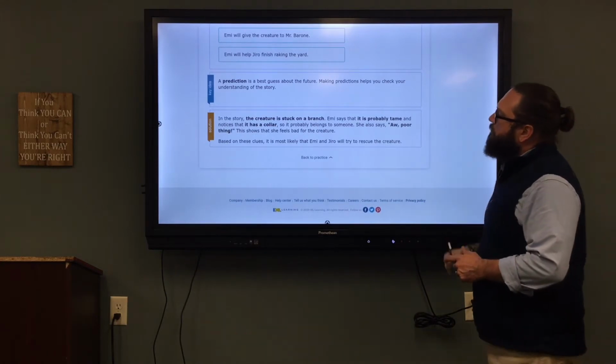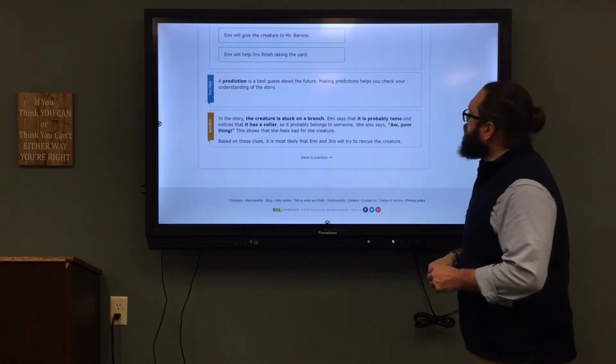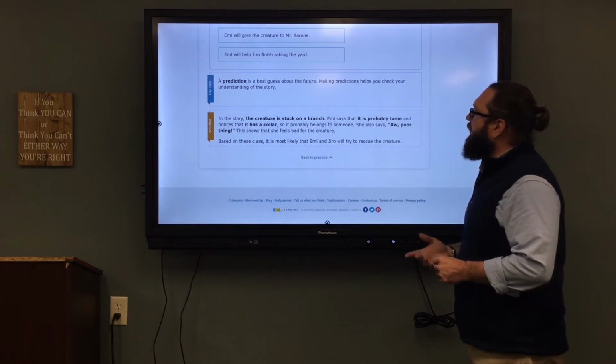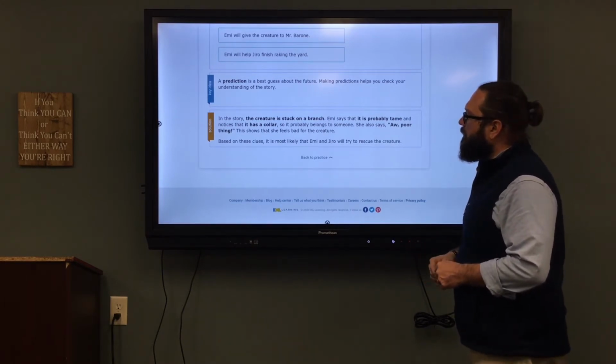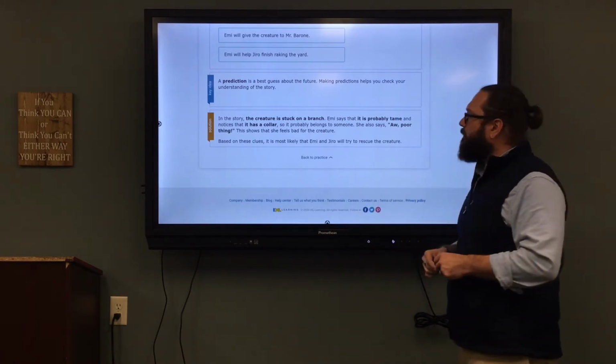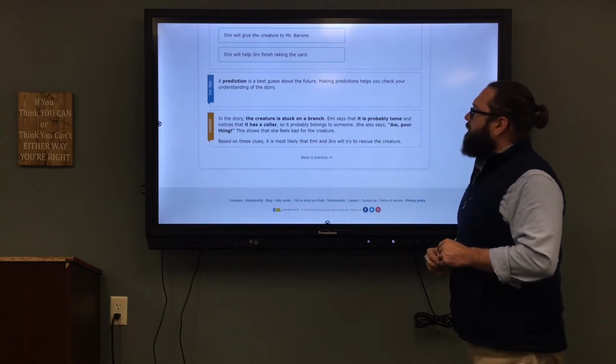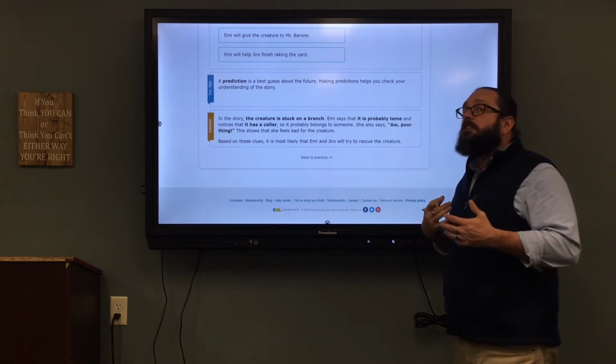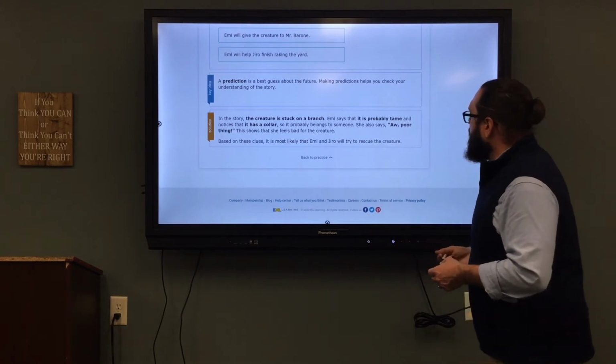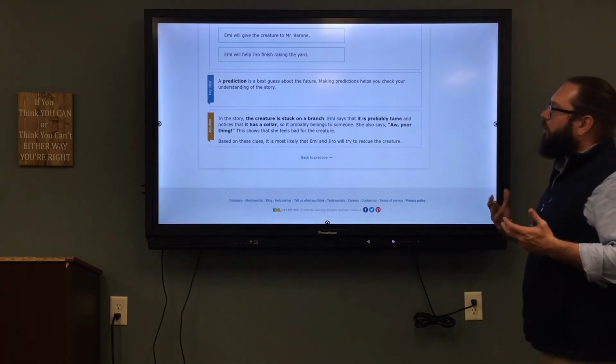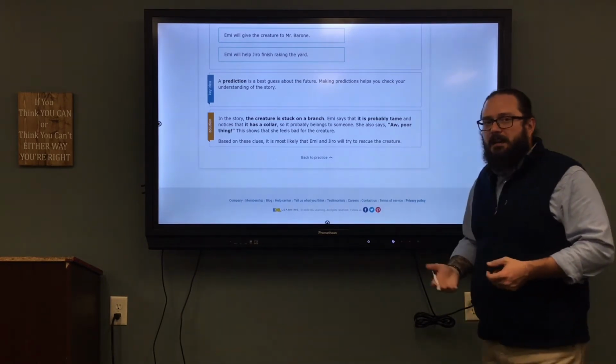So in our solution, the creature is stuck on a branch. Emmy says that it's probably tame and notices that it has a collar. So we already pointed out some of those details. So we can assume that it probably does belong to someone. She also says, "Oh, poor thing." This shows that she feels bad for the creature.